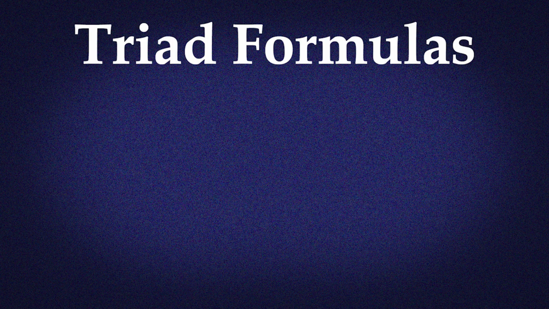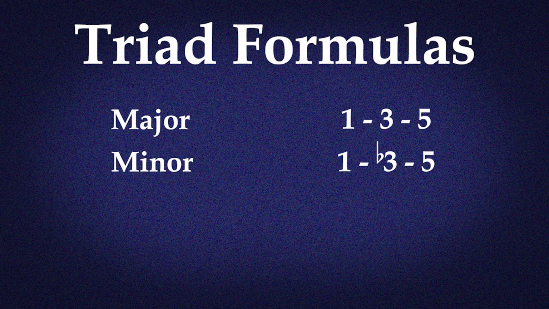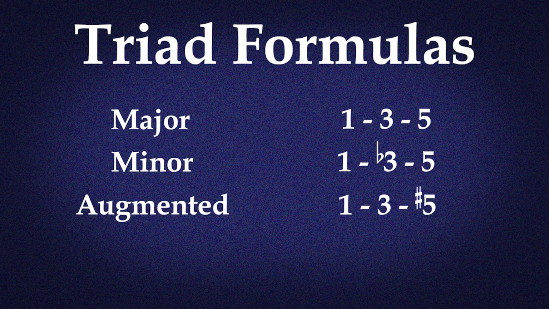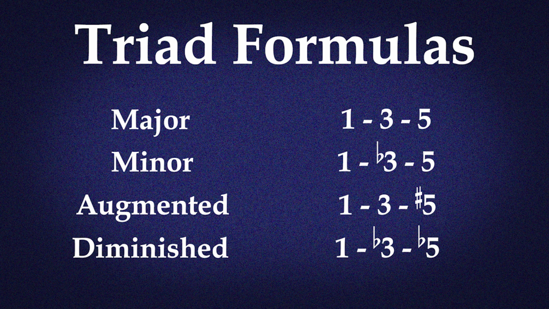So we end up with the following formulas for our four triads. The major is 1, 3, 5. The minor is 1, flat 3, 5. Augmented is 1, 3, sharp 5. And the diminished is 1, flat 3, flat 5.